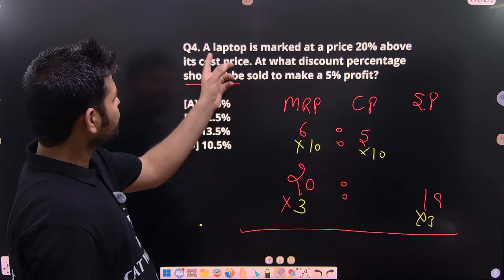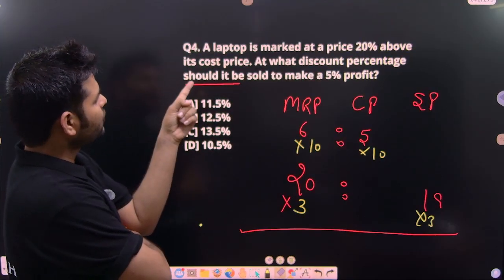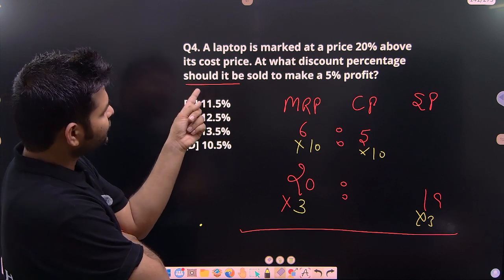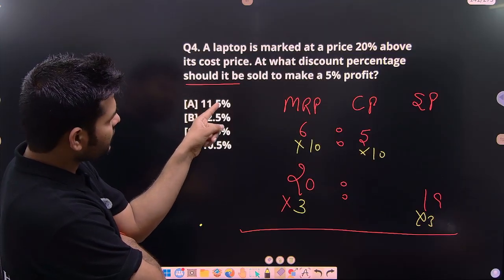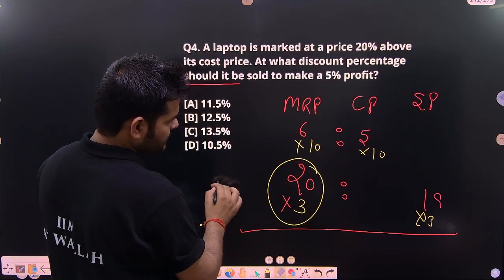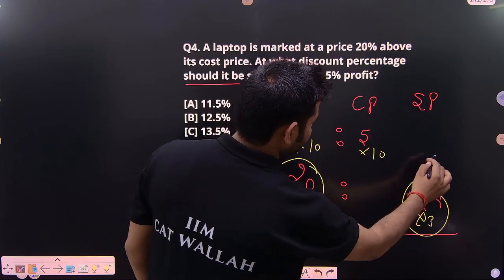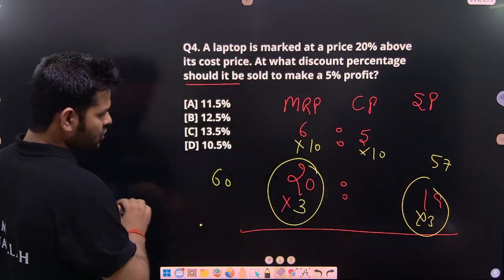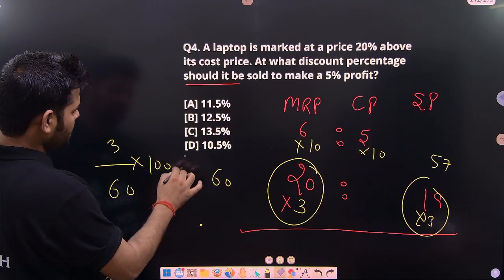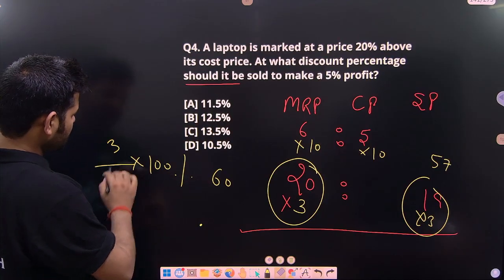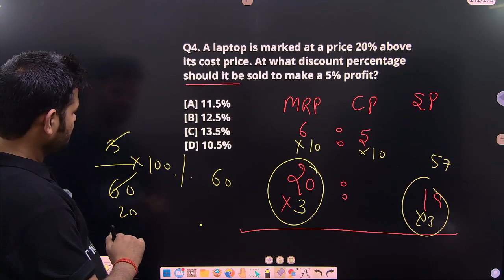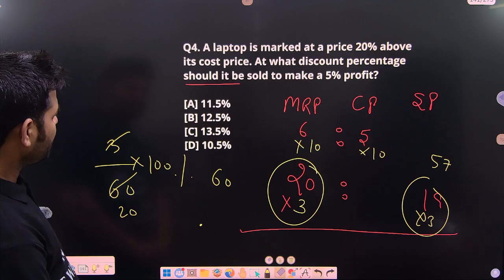So we have been asked, a laptop is marked at a price 20% above its cost price. At what discount percent should it be sold? Discount percent we have been asked. So that would be 60 and that would be 57. So basically on 60, we are providing 3 as a discount. So what would be the discount percent? 1 upon 20. 1 upon 20 is called? 5% is not the answer.